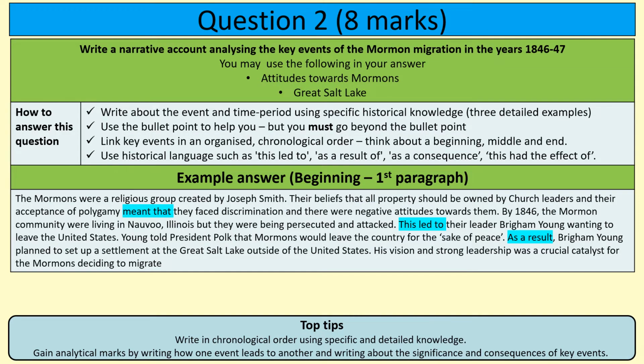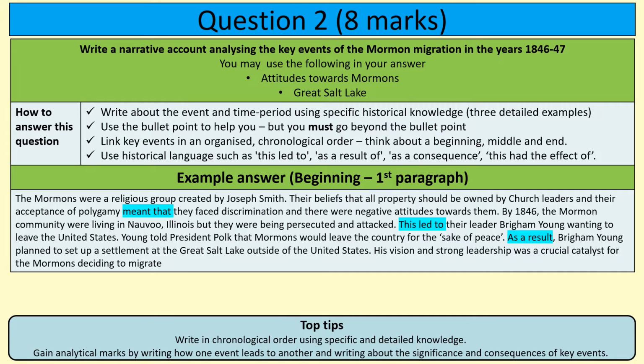Okay, question 2 is the narrative account question. So we're going to look at an example answer focusing on the Mormon migration. So the question is, write a narrative account analysing the key events of the Mormon migration in the years 1846 to 1847. You may use the following in your answer. Attitudes towards Mormons, Great Salt Lake.